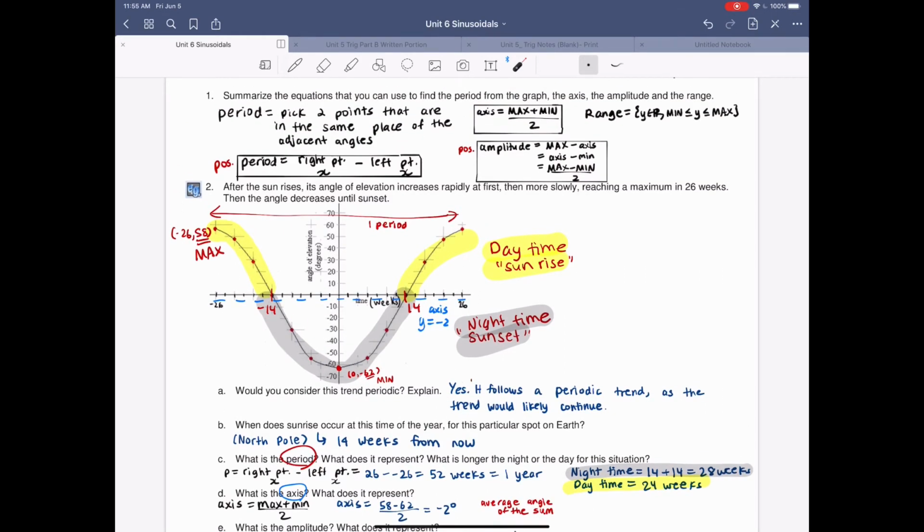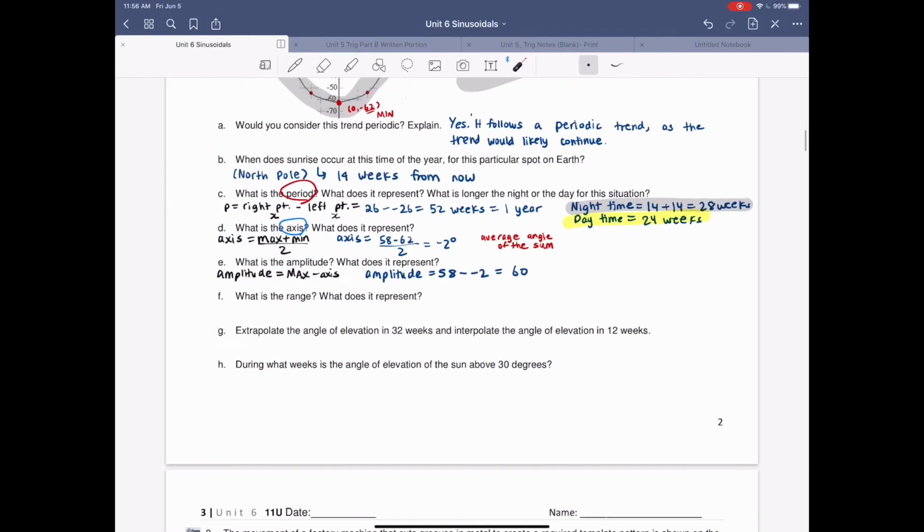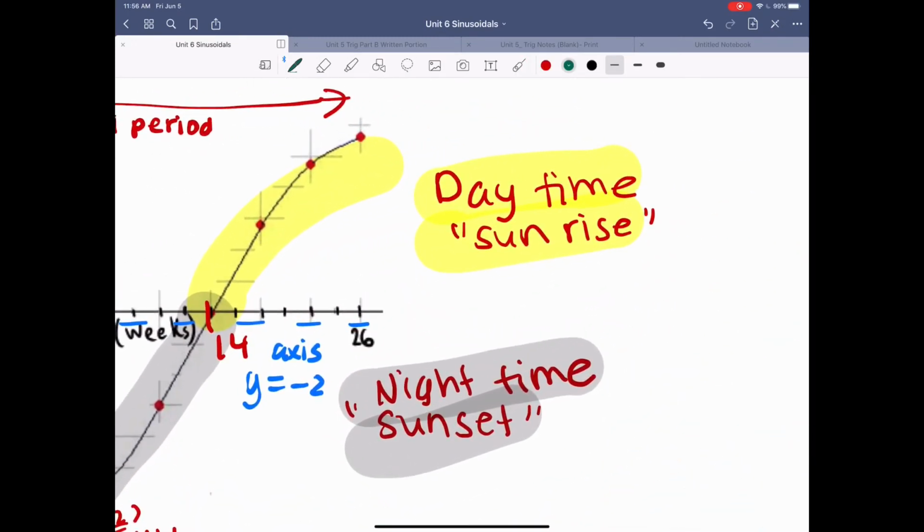For axis, you want to get the middle of your max and min, so you have to add and then divide by 2. For amplitude, it's going to be the distance between your max and your axis, or your axis to the minimum, or your max and minimum, and then you divide by 2 so you can get the halfway point. And so when I draw it out, it's basically from here all the way to there.